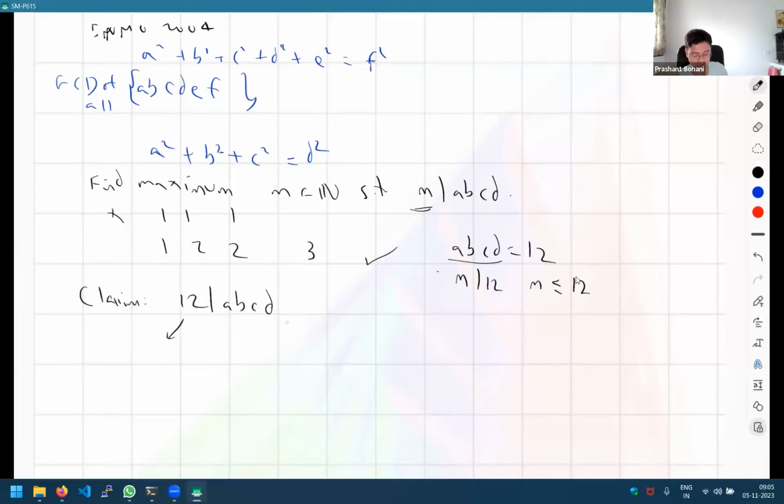And so if you break down what that implies, we have to basically prove that 4 divides ABCD and 3 divides ABCD, right? And so if we solve each of them separately and combine them, we will get this answer.